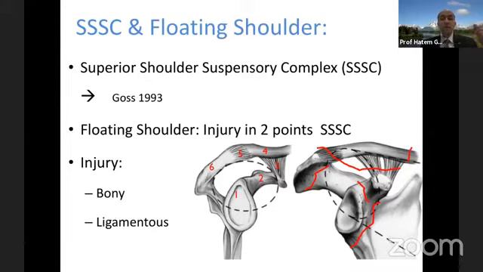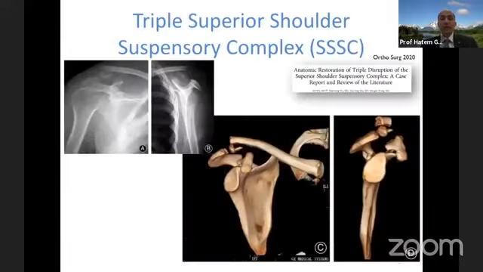The floating shoulder, we know, is a fracture of the clavicle and the neck of the scapula. So should we fix it or not? Now, I'll come to that.